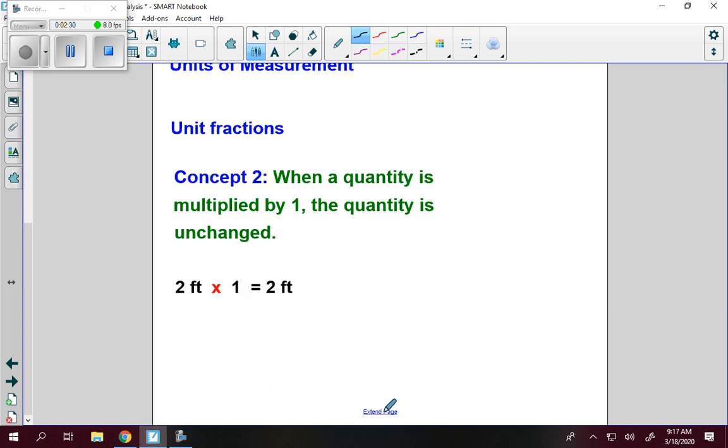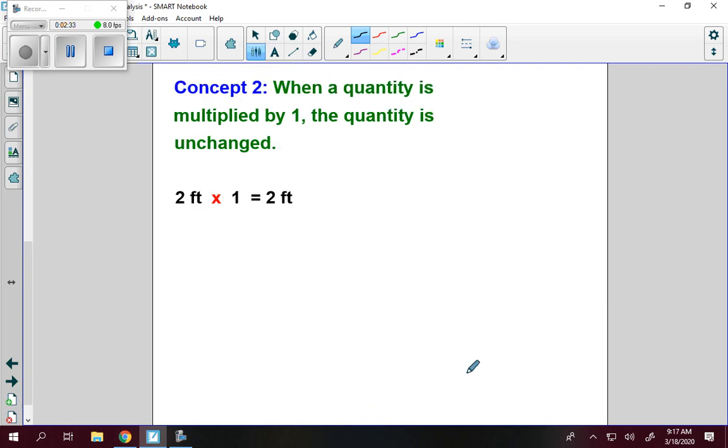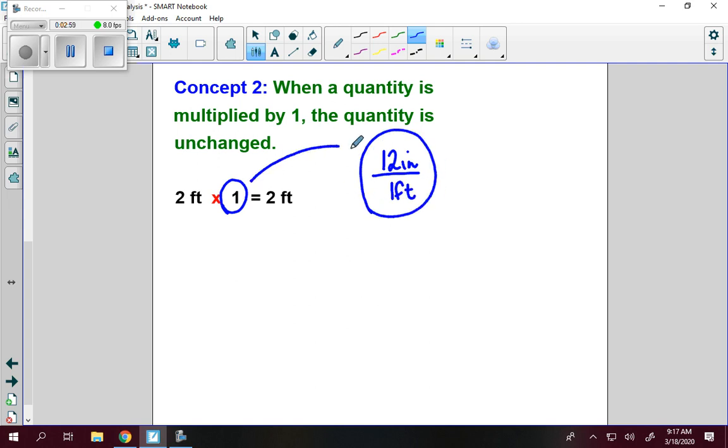If we talk about unit fractions, the concept too is when a quantity is multiplied by 1, the quantity is unchanged. So if I have 2 feet, I multiply it by 1, I still have 2 feet. The quantity is unchanged, however the numbers can change. For example, 1 as a unit fraction can be any of conversions. So if I were talking about, say, feet and inches, and there are 12 inches in 1 foot, that is a unit fraction. So in other words, I can say something like 1 foot is 12 inches, and that also is a unit fraction. It represents 1.